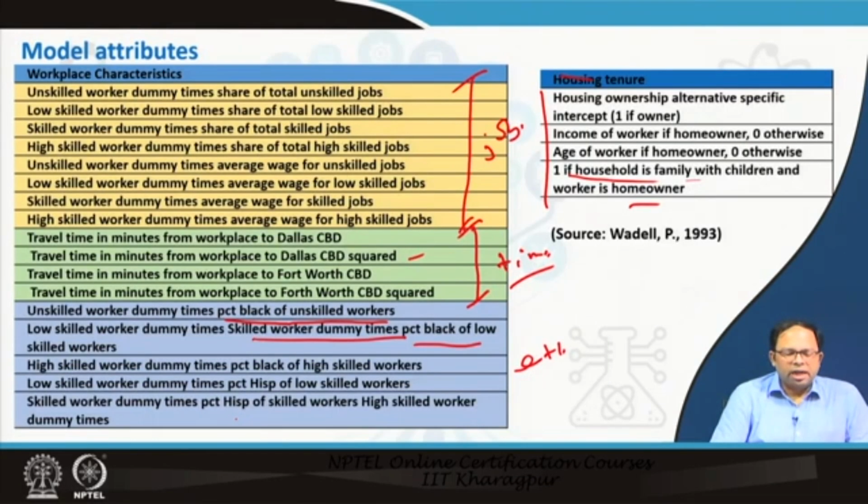So, there are residential characteristics which influence residential choice, there are worker attributes and workplace attributes which influence workplace choice, and then there are household characteristics which influence housing tenure.